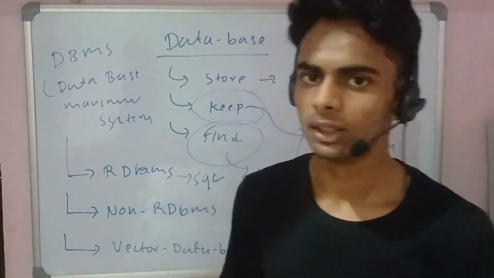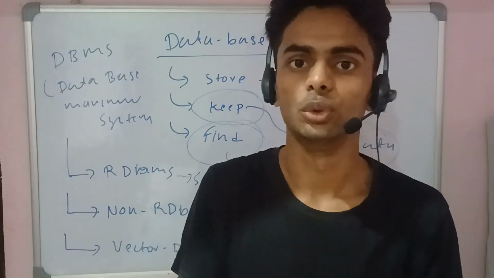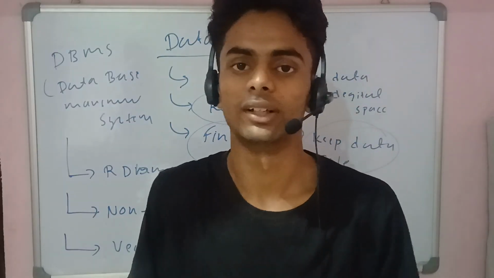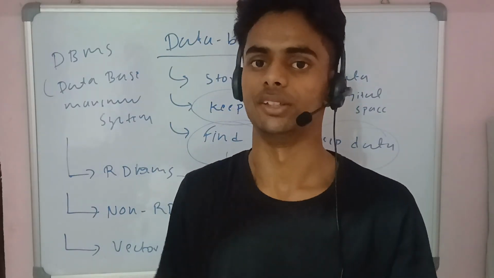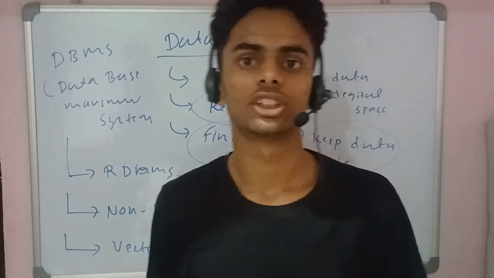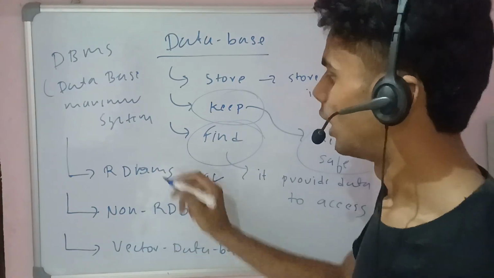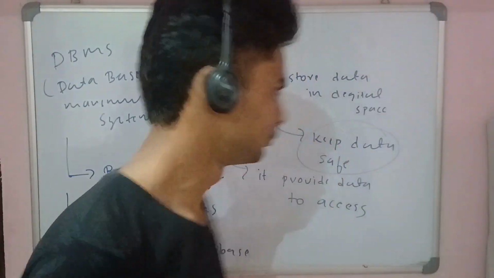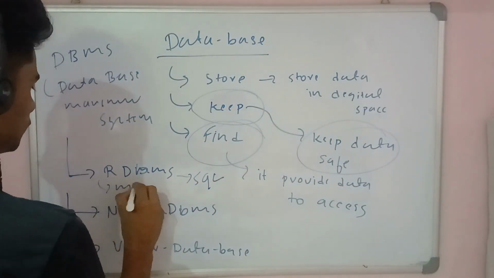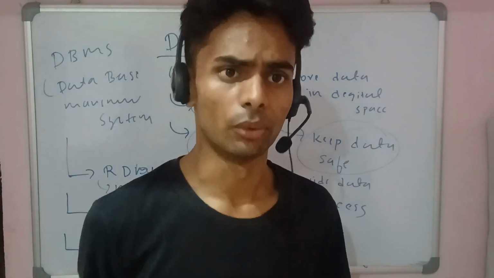The RDBMS is called an SQL database because it uses a particular language to communicate with the database. You need to write code in queries to store the information. That's called SQL, and SQL stands for standard query language. The best option for RDBMS is MySQL, and there are lots of more examples.